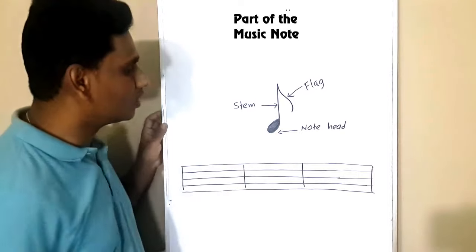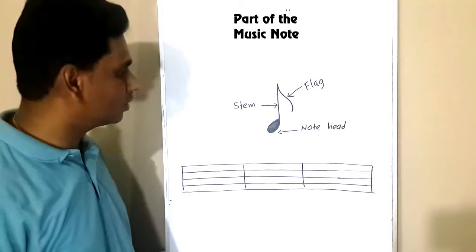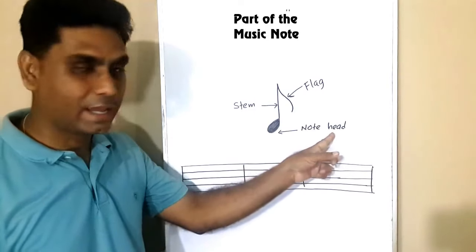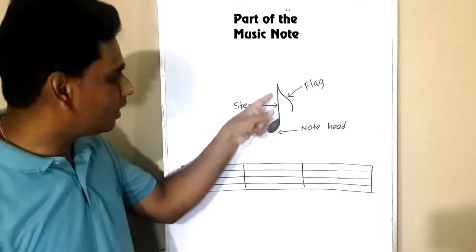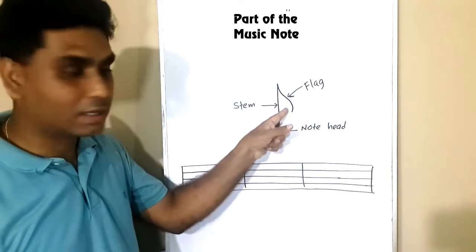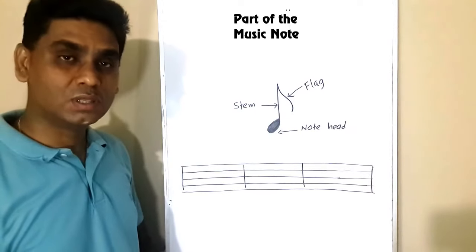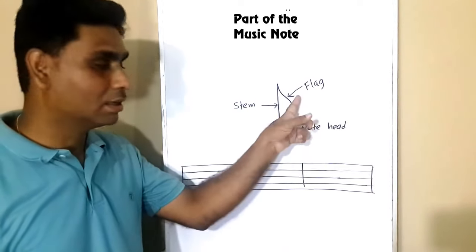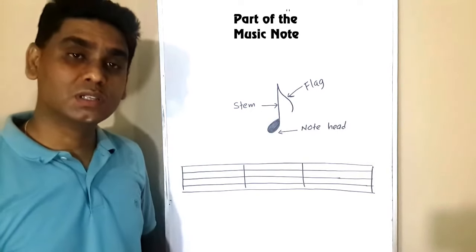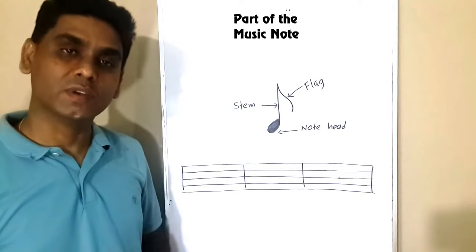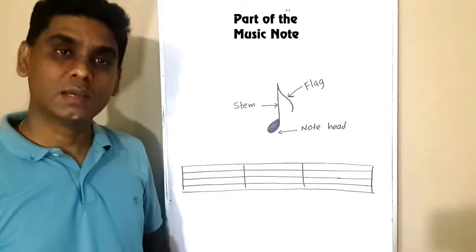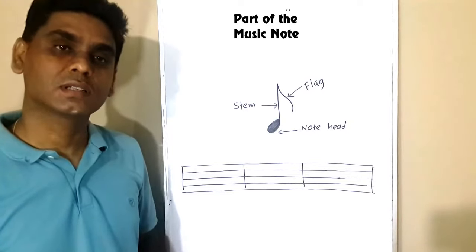I have drawn a quaver note. The bottom part is called the note head. And this line is called the stem. And this small part is called the flag. A musical note has a note head, a flag, and a stem. Sometimes a musical note can be drawn in different ways. The stem can be drawn downwards or the stem can be drawn upwards.